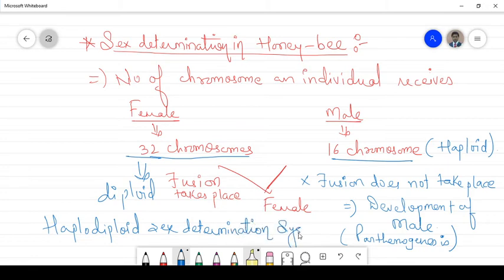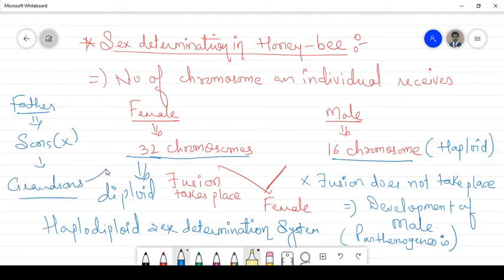Okay, so this is what the thing is. Now, it means that the father will not have sons, but they will have grandsons, and these grandsons will have, what we can say, the grandfather. Okay, so this is all about how sex determination takes place.